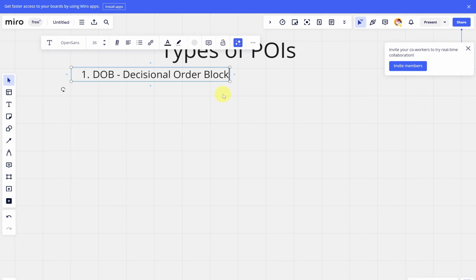Okay, and the second one is Extreme Order Block. The third one will be External Order Block.